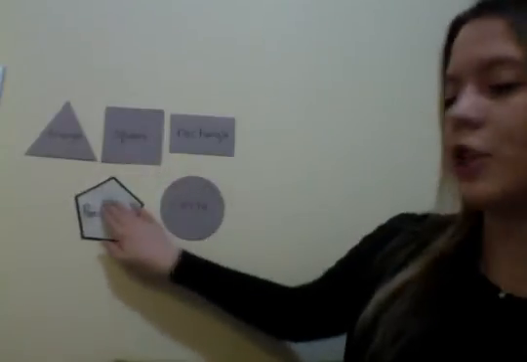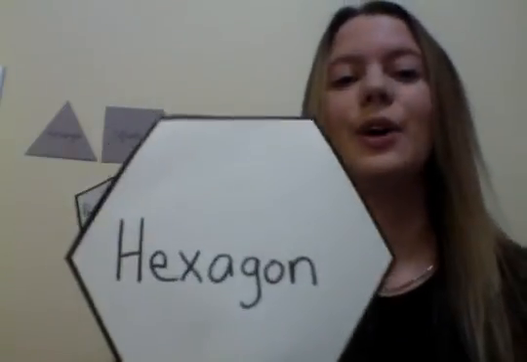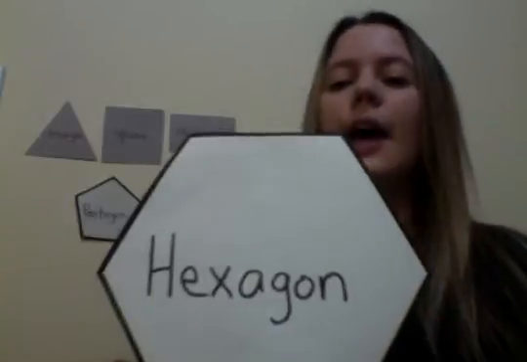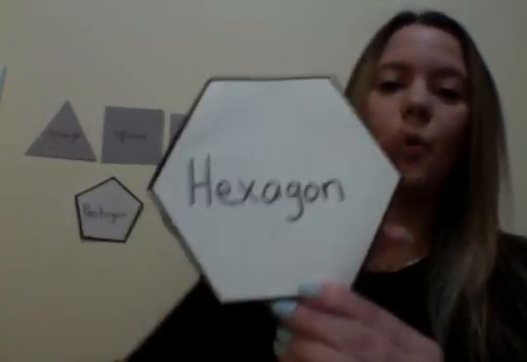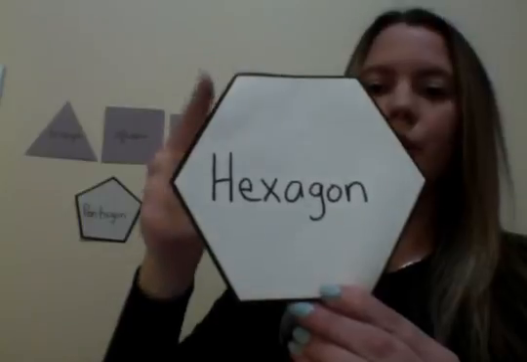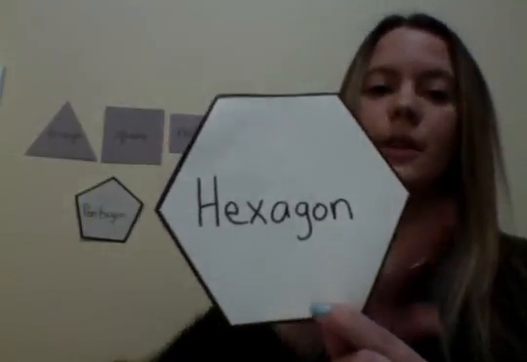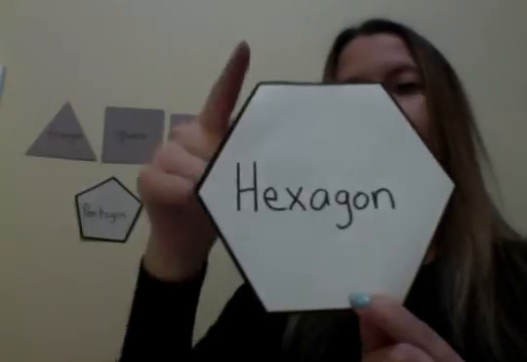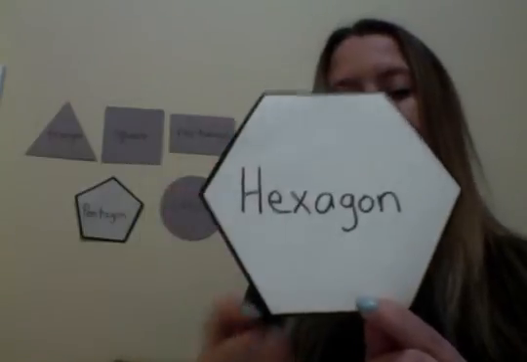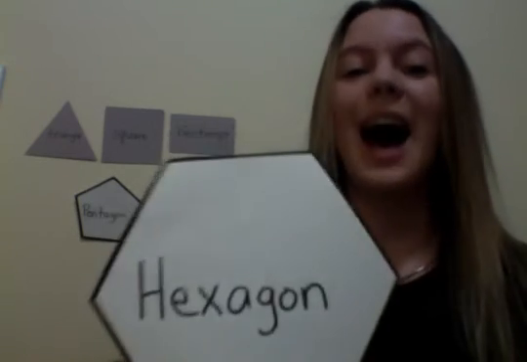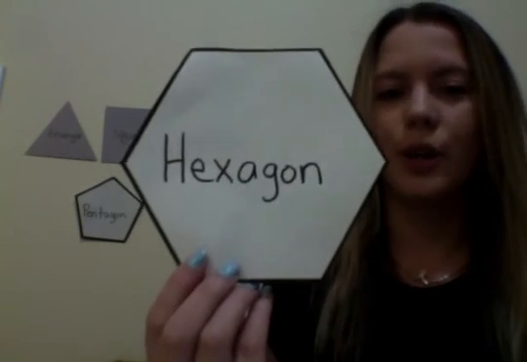And I have one more shape that we are going to discuss. And this shape is called a hexagon. Could we all say hexagon? Good. And a hexagon has 1, 2, 3, 4, 5, 6 sides, and 1, 2, 3, 4, 5, 6 corners. So it has 6 sides and 6 corners.